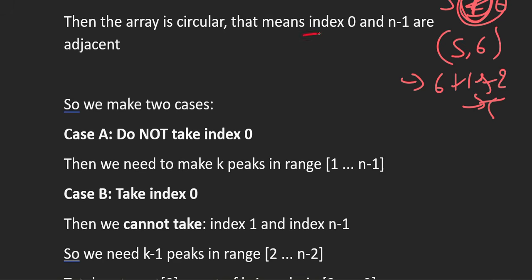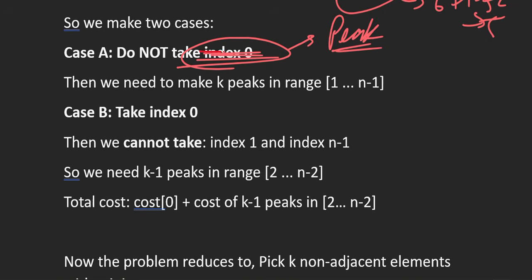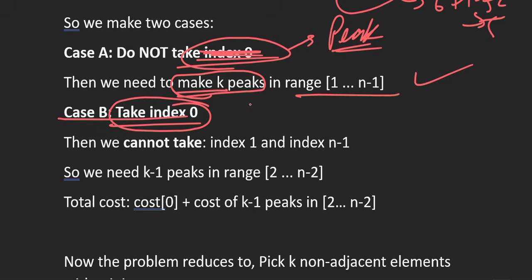That means if we are taking index 0, then we can't take index n minus 1, right? Because they are adjacent. But if we are not taking index number 0, then we can take index n minus 1. So to handle this circular case, we have taken two different cases. That is, in case 1 we do not take index 0 as a peak. That means if index 0 is not considered, then we have to make k peaks in the range from 1 to n minus 1, right? This is case 1.